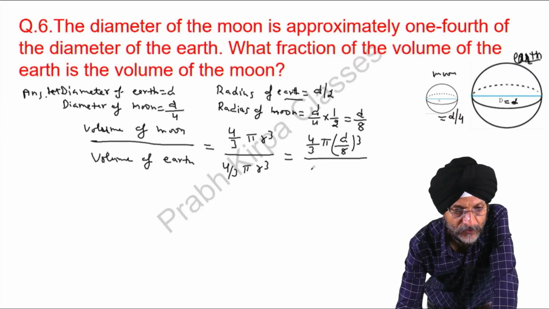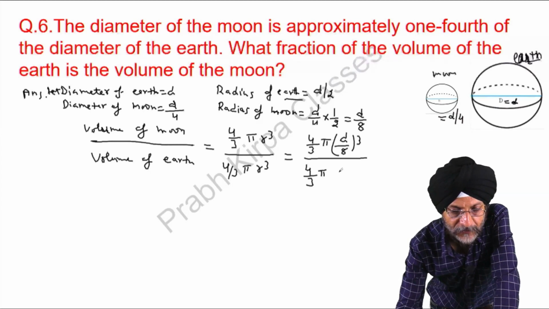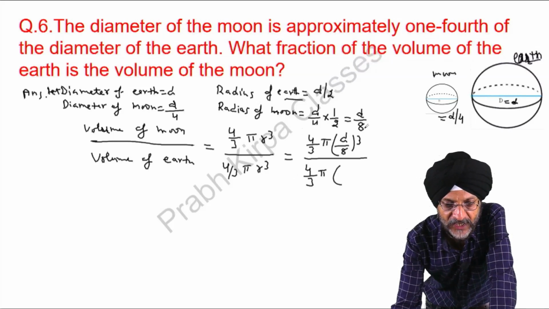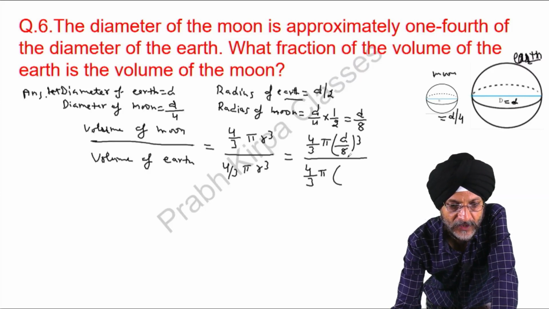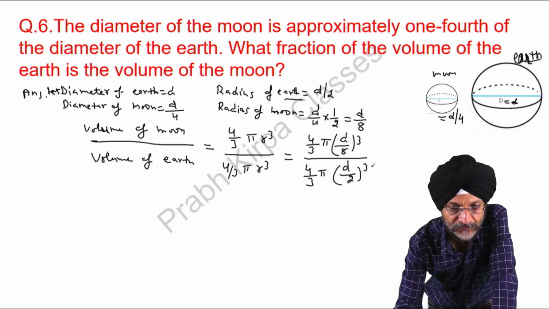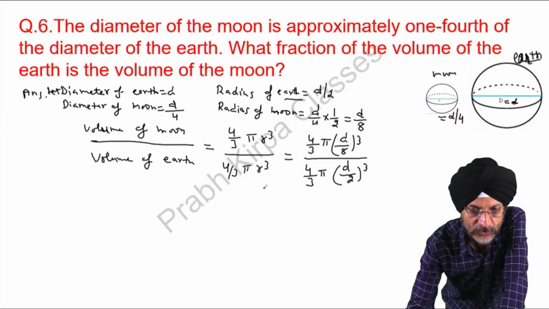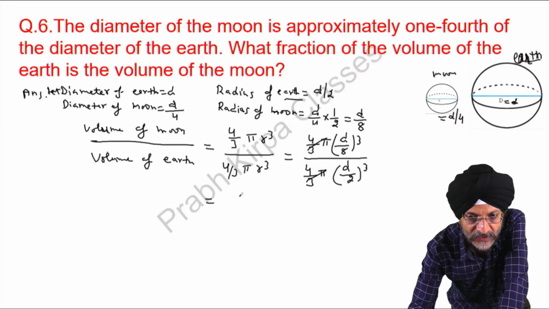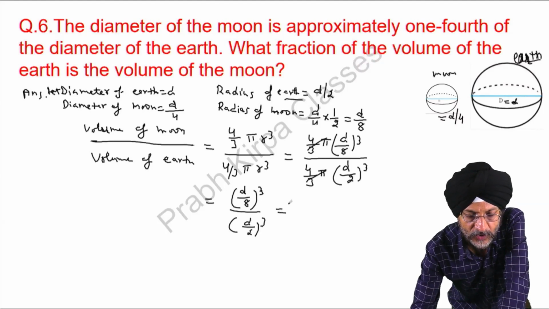What is the value of volume of earth? It is 4 over 3 pi. What is the value of r in case of earth? It is d over 2, d over 2 cube. So this will be cut with this. And what will be the balance? d over 8 cube, d over 2 cube. So now we will solve it.